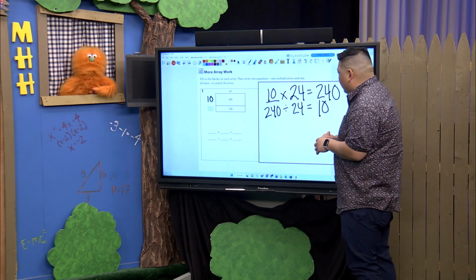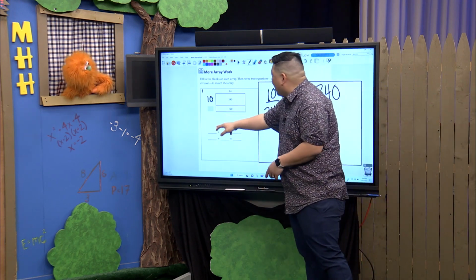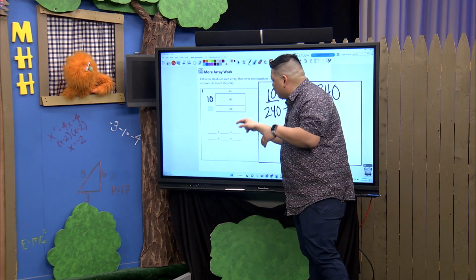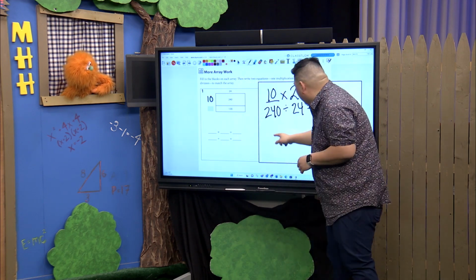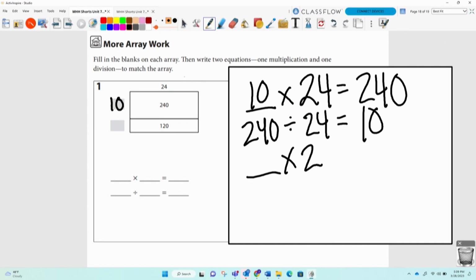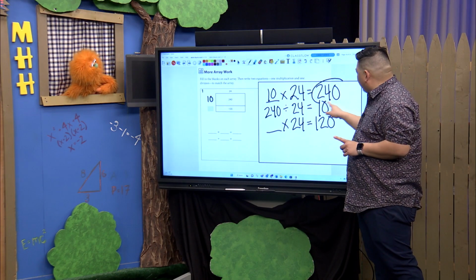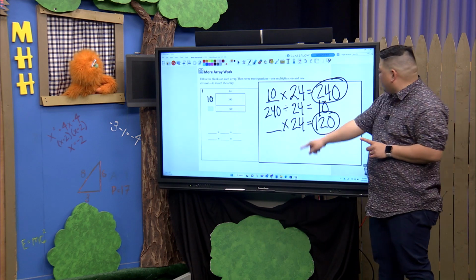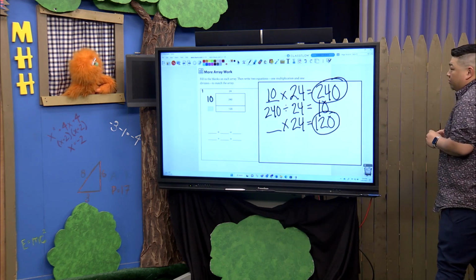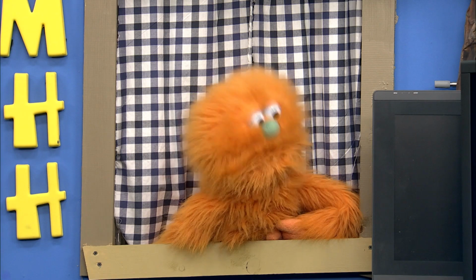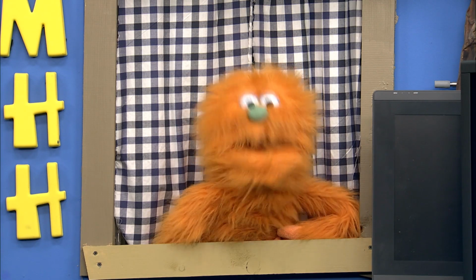All right, so the next one is we have something times 24, and that's going to give us 120. So something times 24 equals 120. This looks harder. It does look a little harder, because we had the nice little pattern there that helped us out at the top. But what do you notice about the number 240 and the number 120? They are both in the hundreds.